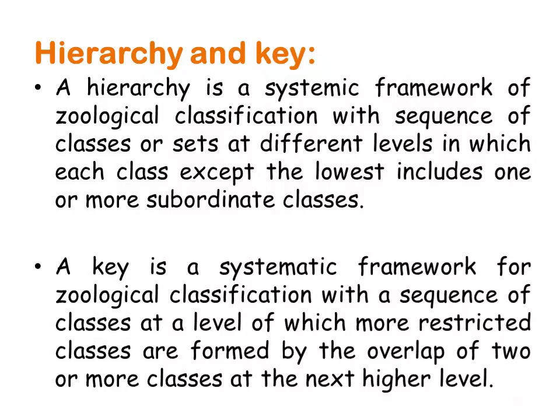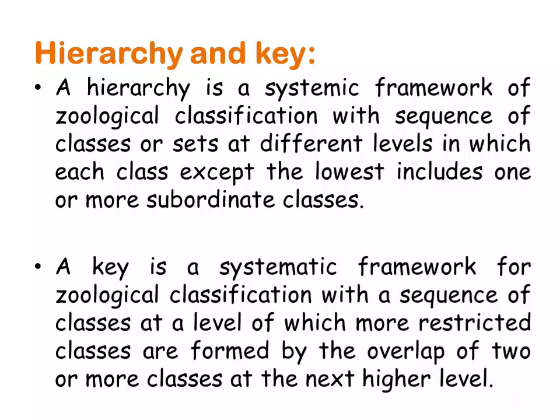According to Simpson, in 1961, a hierarchy is a systematic framework of zoological classification with a sequence of classes or sets at different levels in which each class except the lowest includes one or more subordinate classes. He also said that a key is a systematic framework for zoological classification with a sequence of classes at a level of which more restricted classes are formed by the overlap of two or more classes at the next higher level.